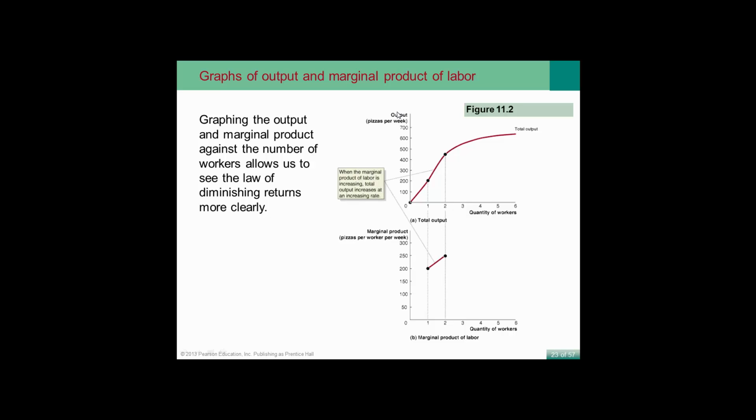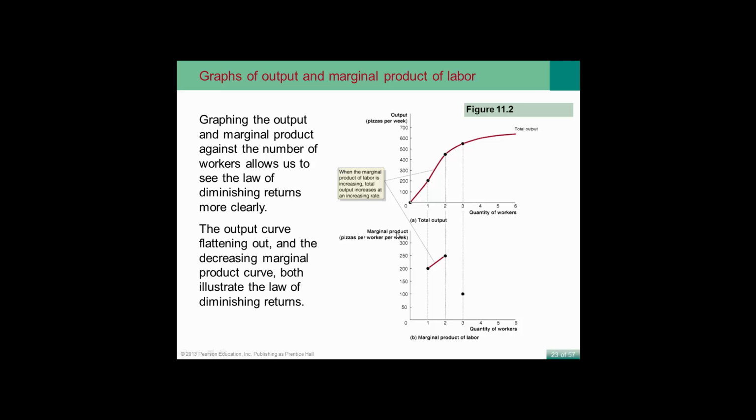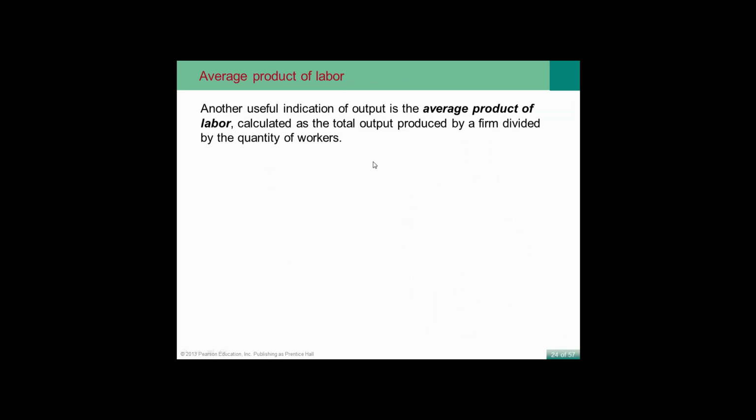So they're graphing the total output of pizza and then the marginal product per worker. This is continuing to go up and this is starting to go down. When marginal product of labor is decreasing, but it is still positive, total output increases, but at a decreasing rate, basically. Another useful indication of output is the average product of labor.